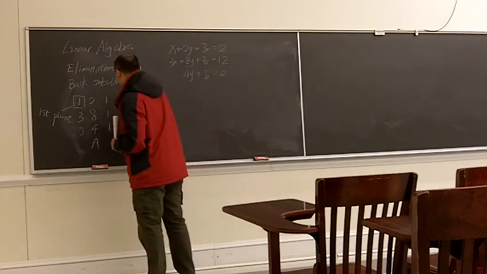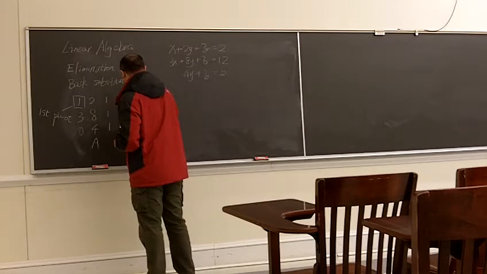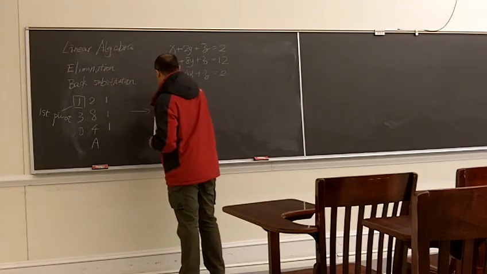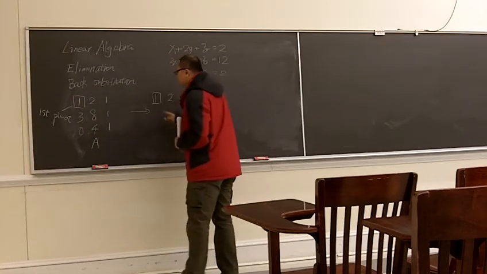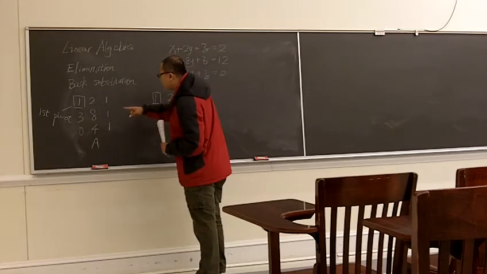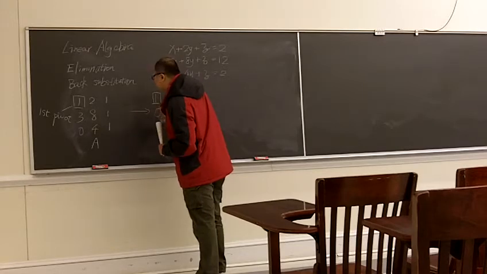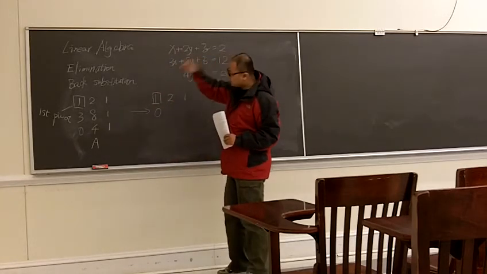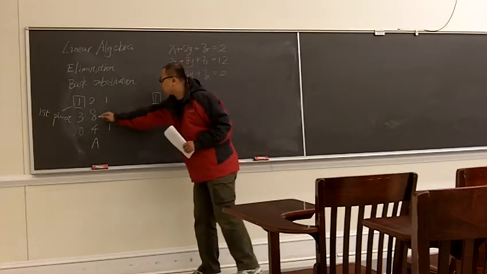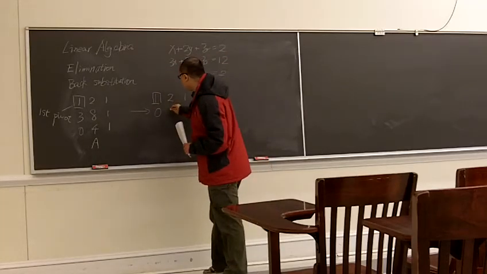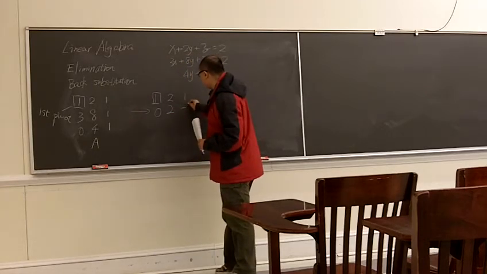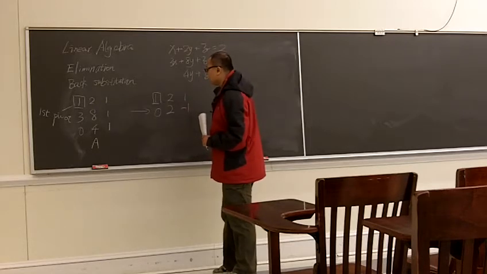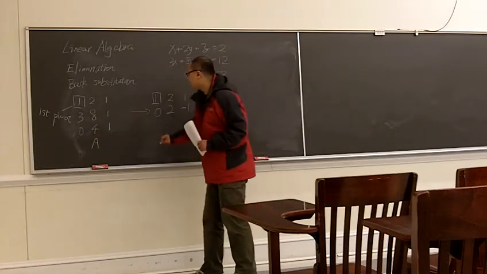So this one is the same, and 3 minus 3 times 1 is 0, and 3 times 2 away from 8 is 2, and 3 times 1 away from 1 is minus 1. These guys didn't change.